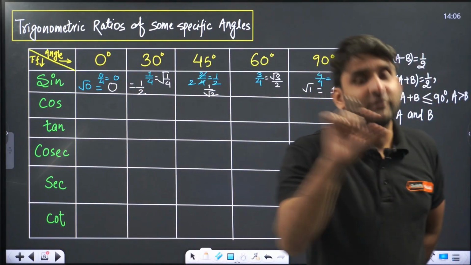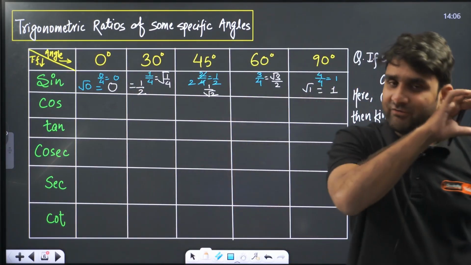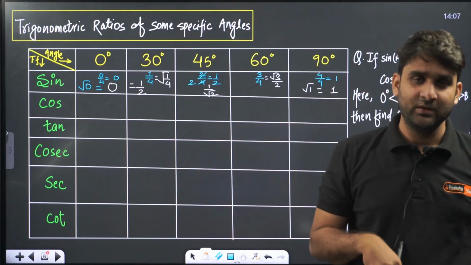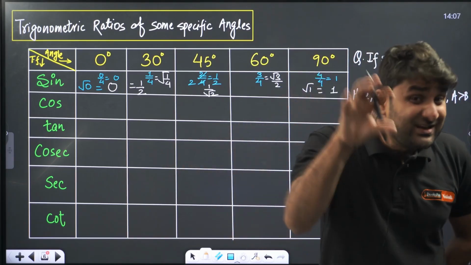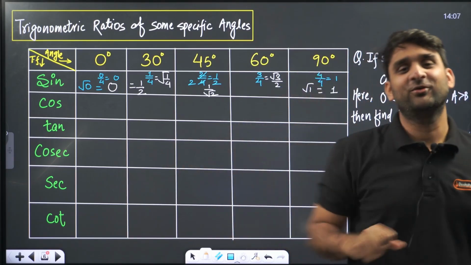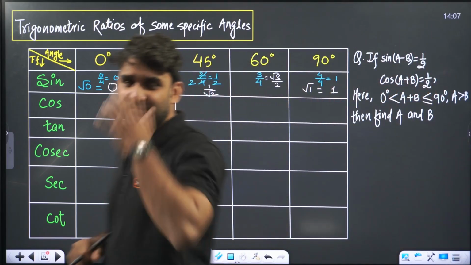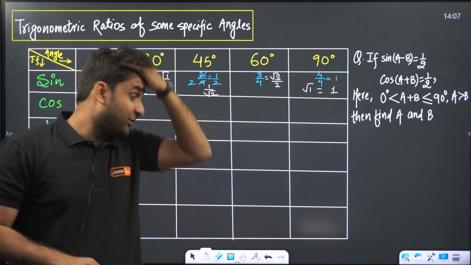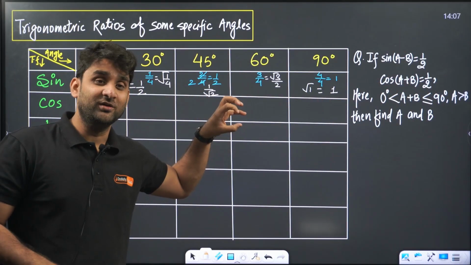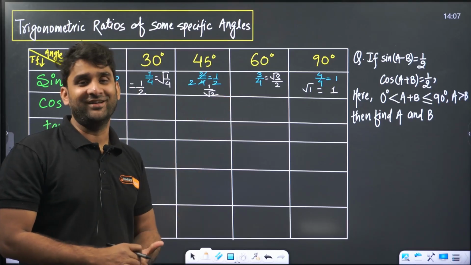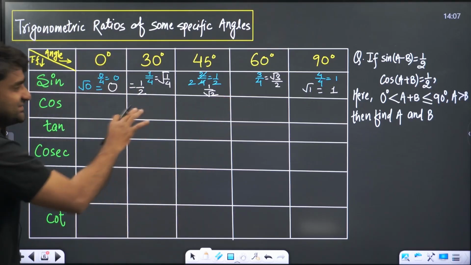Write the counting from 0 to 4. Divide all the numbers by 4. Put all the numbers inside the root. That will be your final result. After putting all these numbers inside the root, the final result will be your required result. Okay, so this is the trick, by the way.